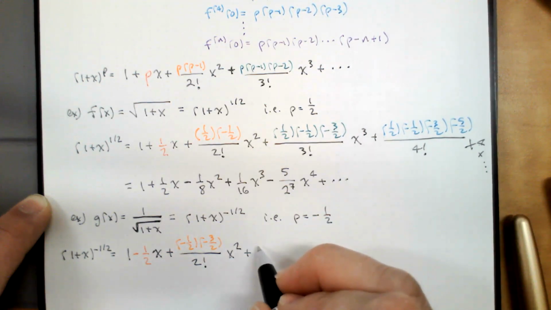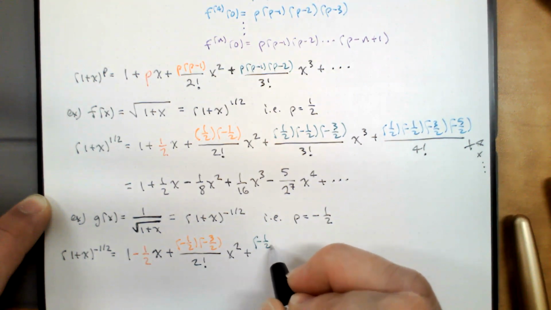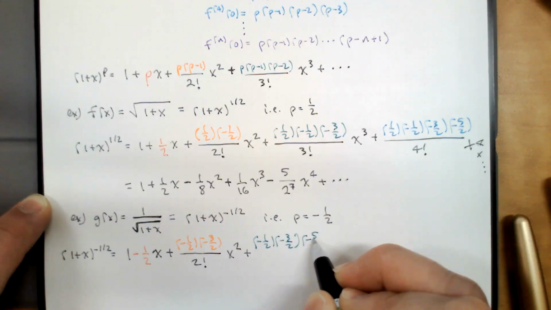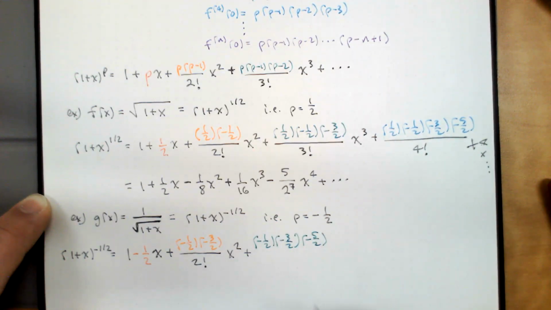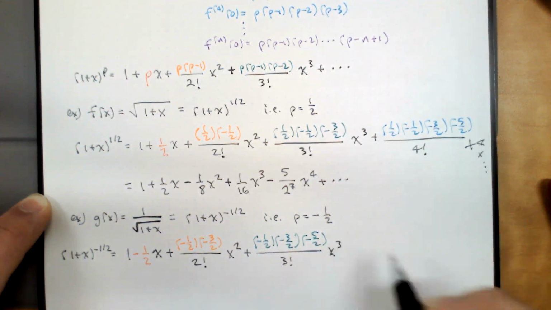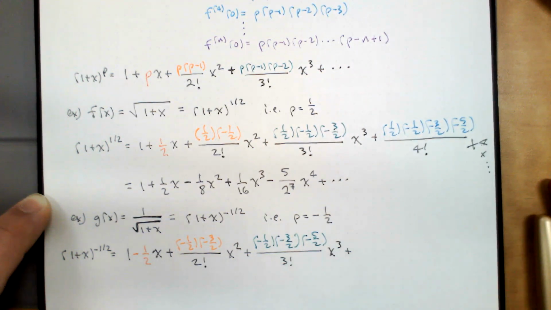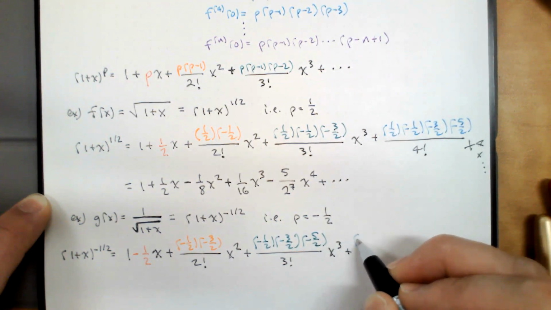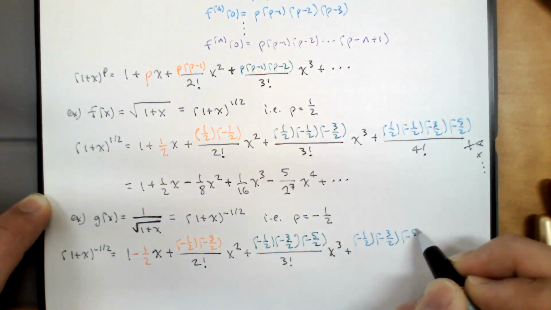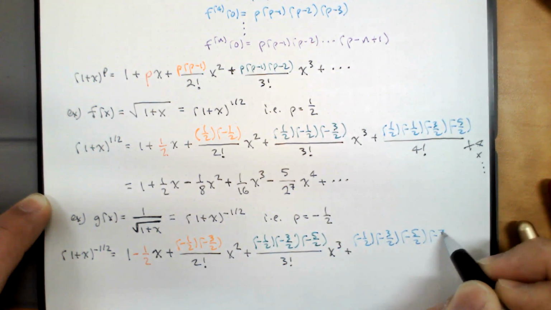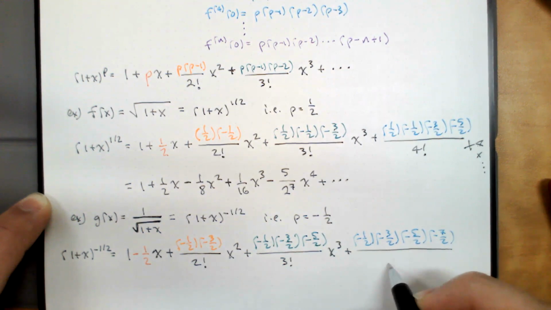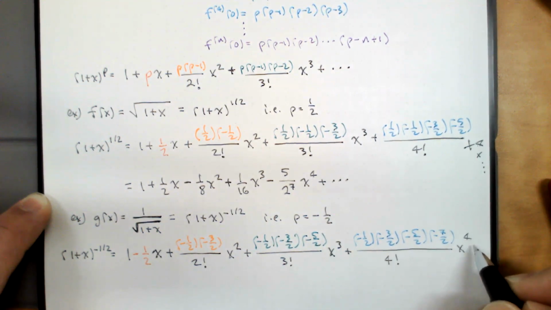Then the next term will be a negative 1/2 times a negative 3/2 times a negative 5/2 over 3 factorial x cubed. And then I'll have 4 factors, starting off at negative 1/2 times negative 3/2 times negative 5/2 times negative 7/2 over 4 factorial x to the 4.